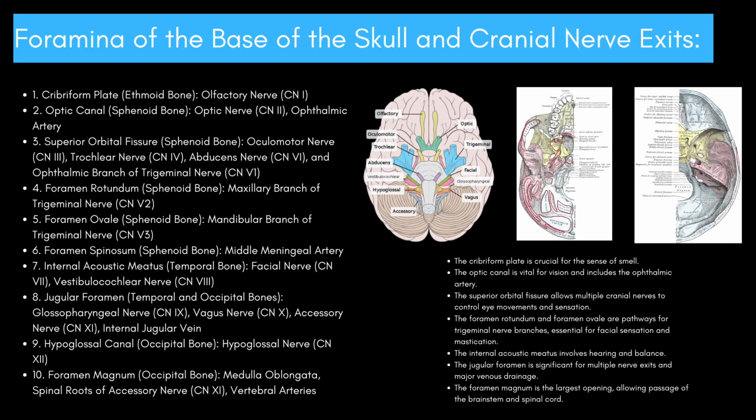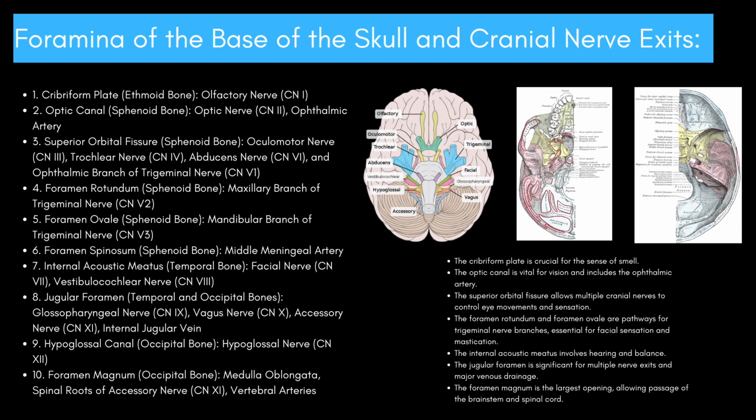5. Foramen ovale, sphenoid bone, mandibular branch of trigeminal nerve, CNV3. 6. Foramen spinosum, sphenoid bone, middle meningeal artery. 7. Internal acoustic meatus, temporal bone, facial nerve, CN7, vestibulocochlear nerve, CN8. 8. Jugular foramen, temporal and occipital bones, glossopharyngeal nerve, CN9, vagus nerve, CN10, accessory nerve, CN11, internal jugular vein. 9. Hypoglossal canal, occipital bone, hypoglossal nerve, CN12.